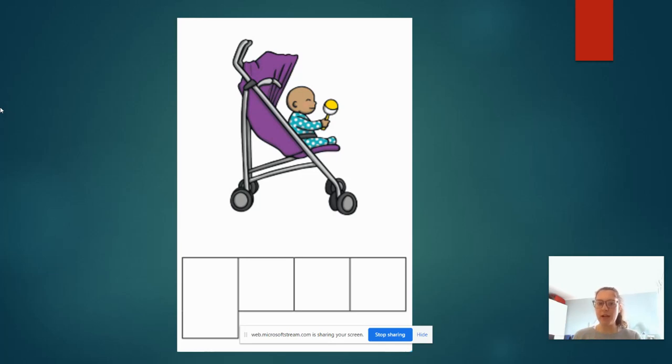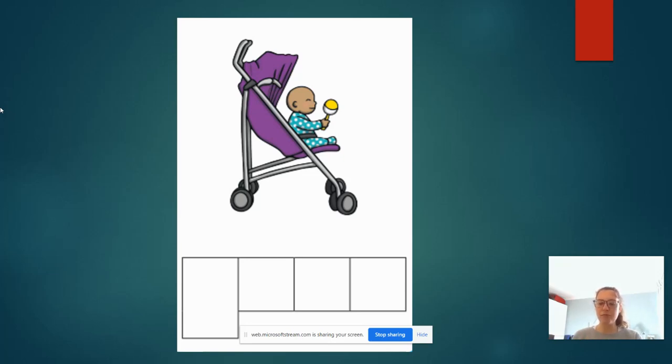Now, on the next few slides, I've got lots of different pictures for you with these little boxes. And I'd like you to look at the picture, think, what is it? And then sound it out and write it down. And then if you blend it back together again, when you've written it down, you'll be able to check that you spelt it correctly. Okay.